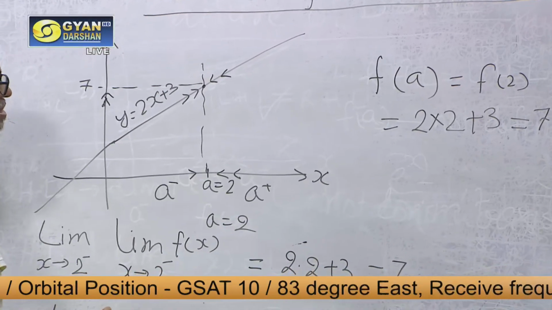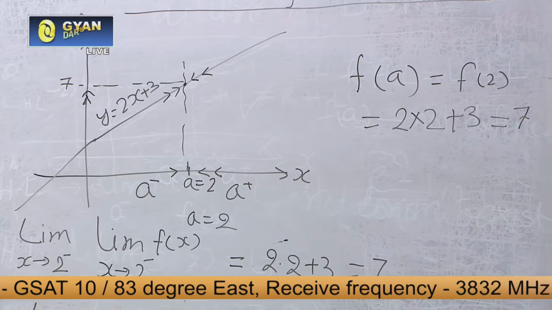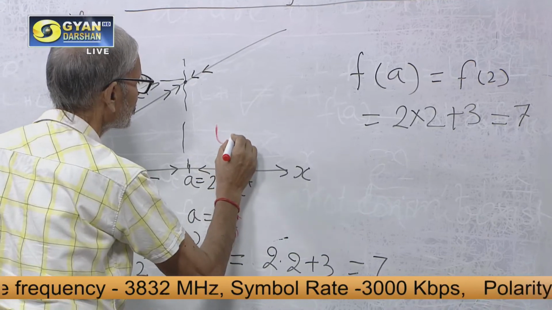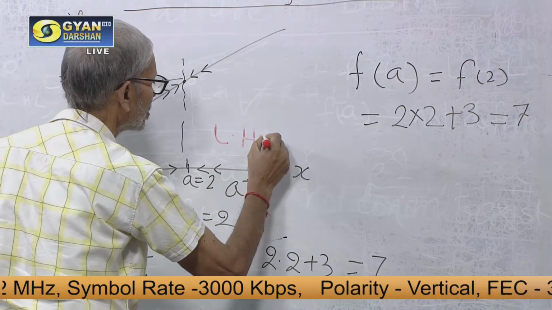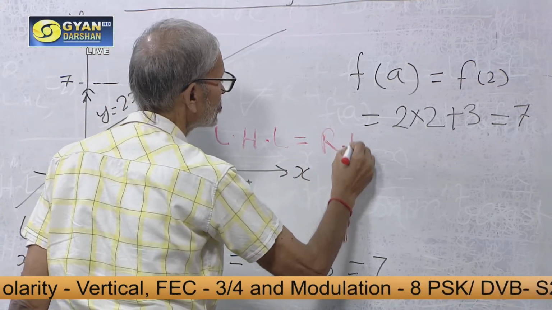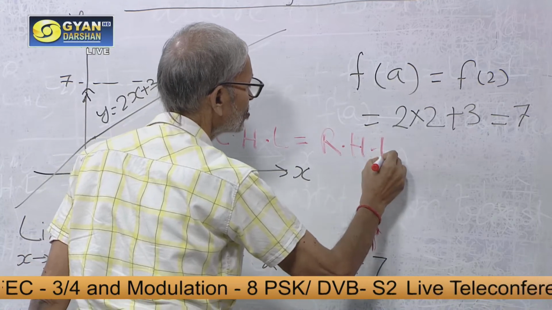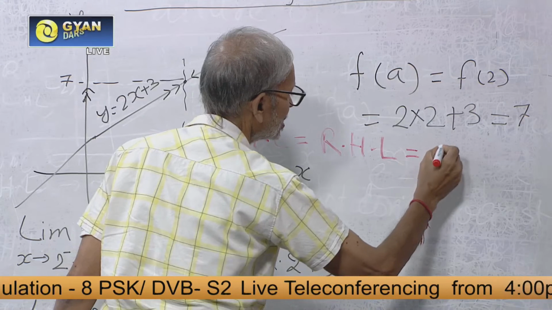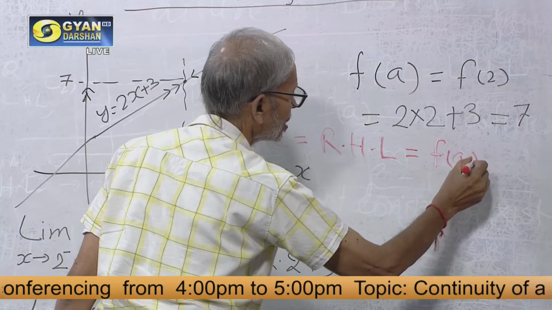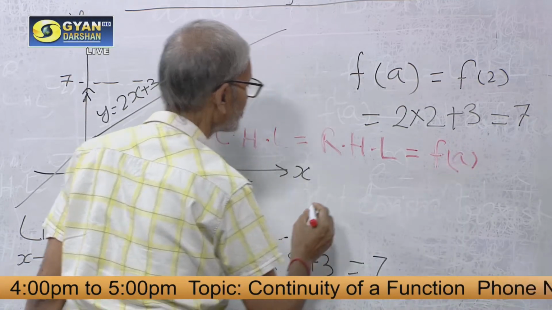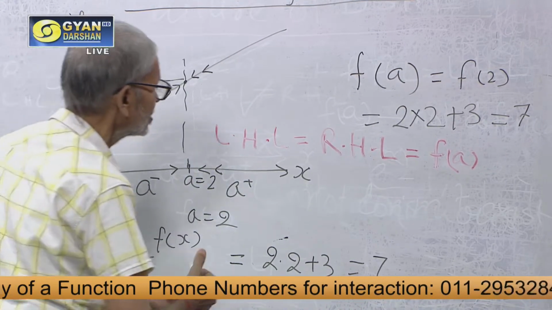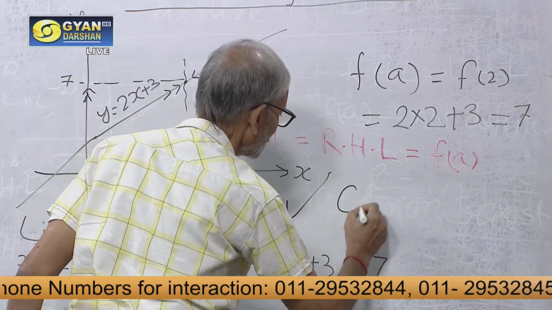So, this is the case where all the three are matching, that is LHL is equal to RHL is equal to f a. So, this function is continuous.